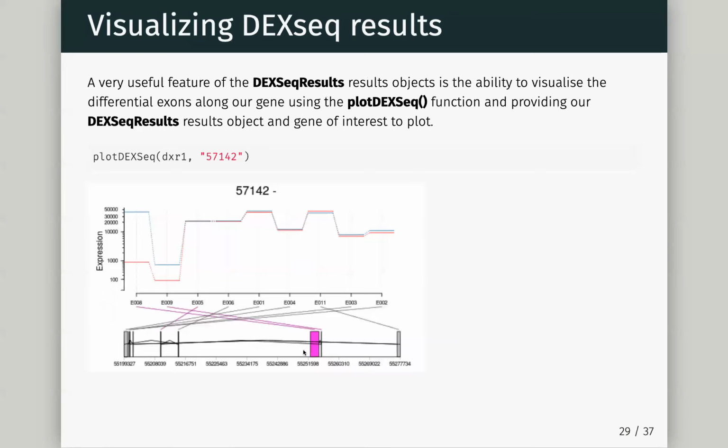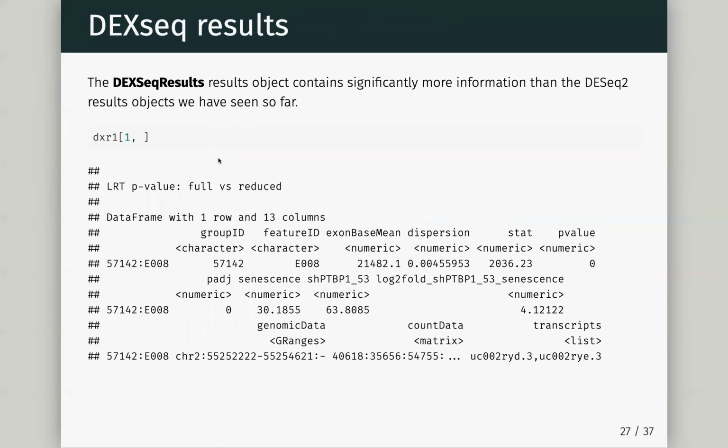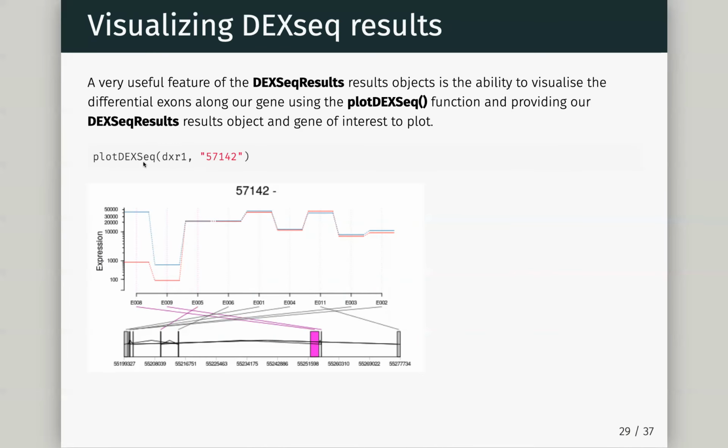A really nice feature about DEXSeq is that the guy did think somewhat about how you're going to then plot it and review this. We have this really nice function, plotDEXSeq. We just need to tell it the gene of interest which we want to plot our differential exon usage over. And you can tell, well, this was the top one, 57142. So if I say plotDEXSeq, DXR1, so that's our DEXSeq object, and I give it the name of the Entrez gene ID, I then get kind of a sensible-ish table.